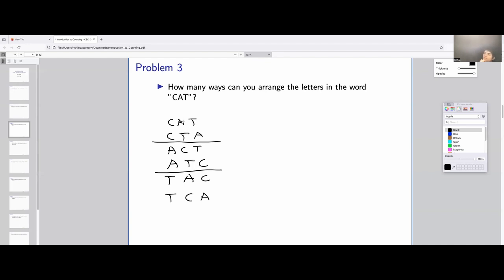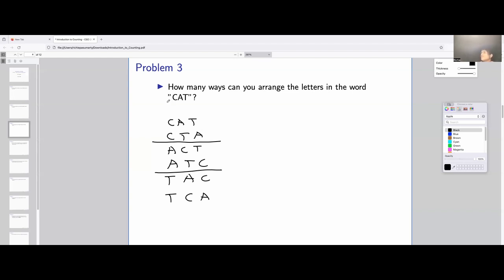So I make sure I count those two orders. For example, I have AT here, and I swap them here, and I have TA. CT here, TC. AC here, CA. So I'm basically swapping these orders, but I am breaking this problem up into cases effectively.